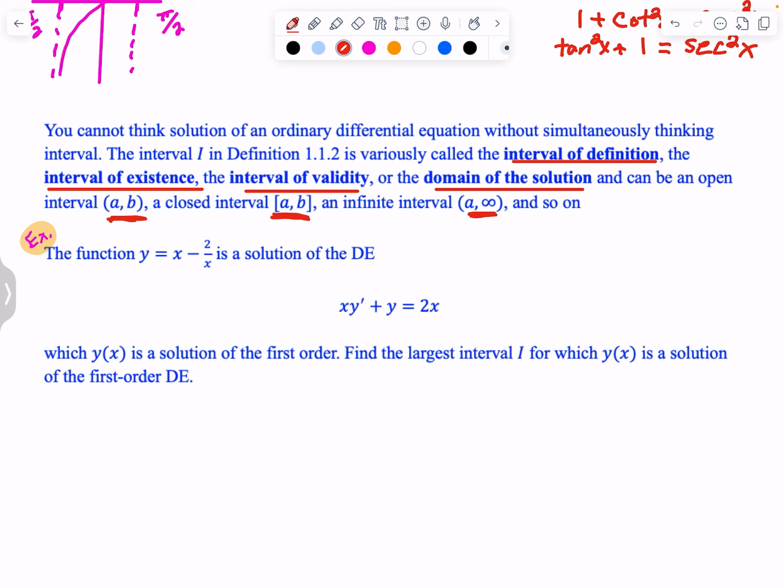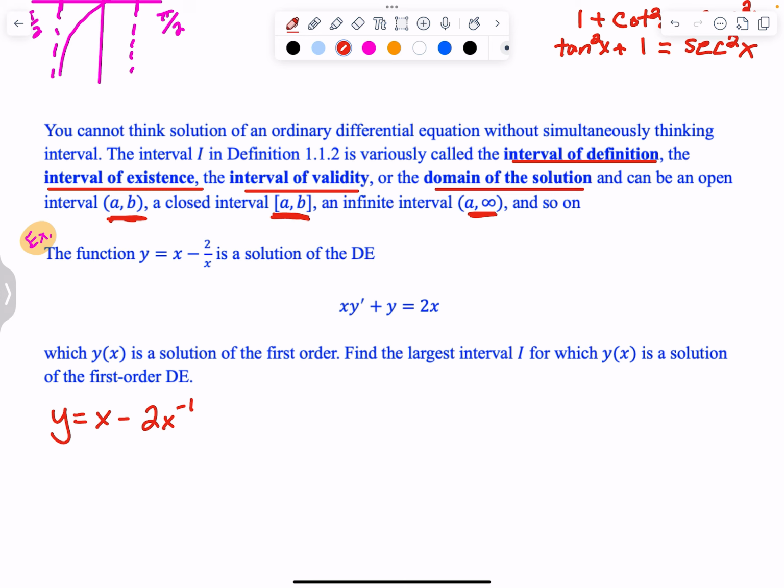Find the largest interval I for which y of x is a solution of the first order diffeq. Okay, so first thing I've got to do, I think... it didn't even tell us to verify. I'm going to verify just for practice here. So y equals x minus 2 over x. And let's go ahead and change the 2 over x to 2x to the negative 1.